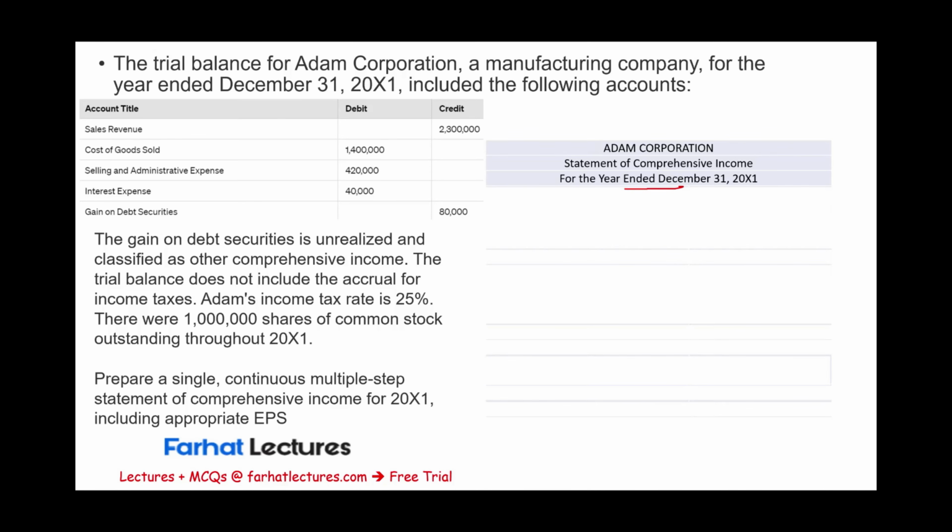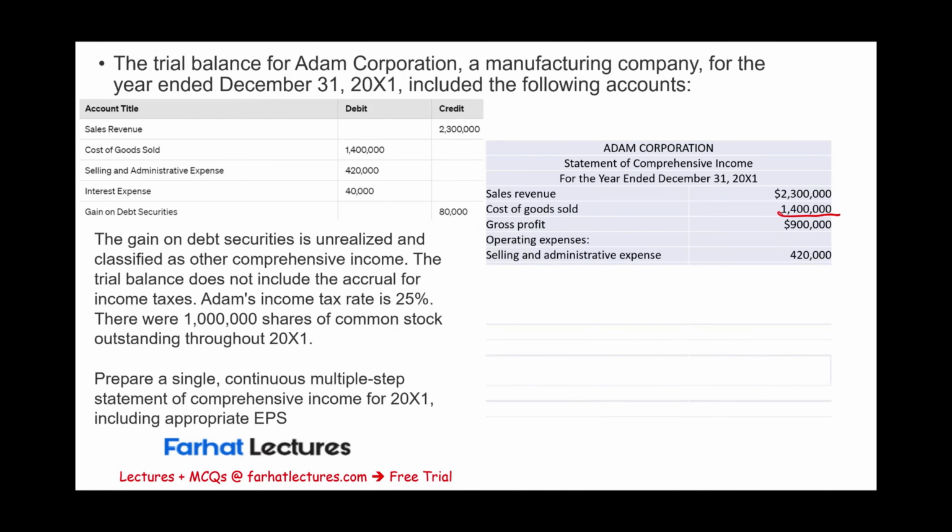Now we're going to prepare an income statement, and I hope we all know how to do this. Starting with revenues, 2.3 million, cost of goods sold, 1.4 million, gross profit, revenues minus cost of goods sold. Then we deduct operating expenses, which we have selling and administrative. Then we come up to operating income. I'm going to call this EBIT, earnings before interest and taxes. Now we have interest expense of 40,000.